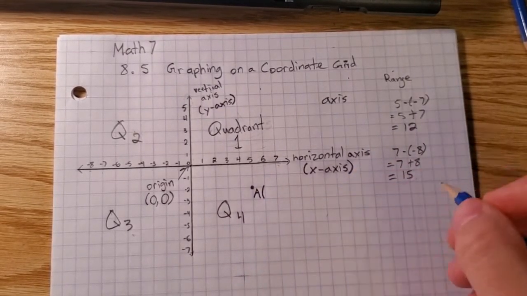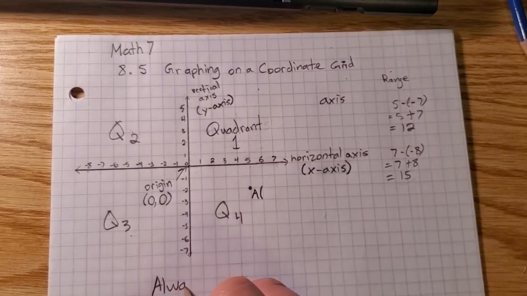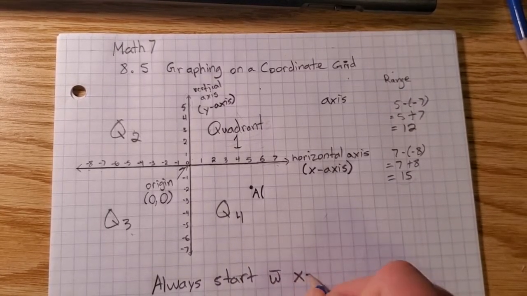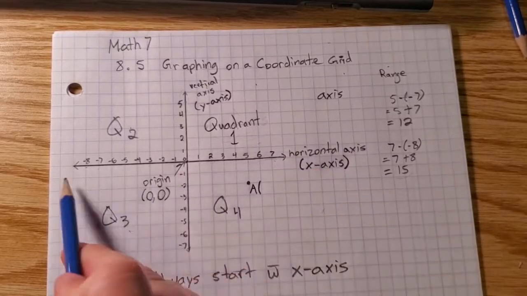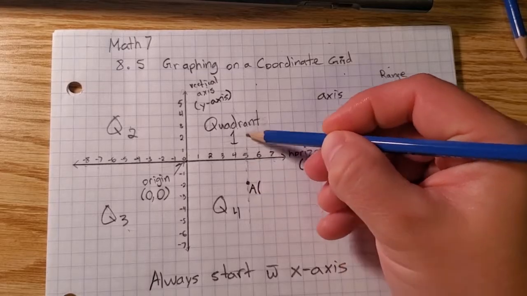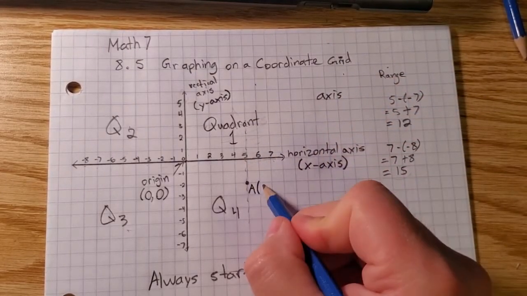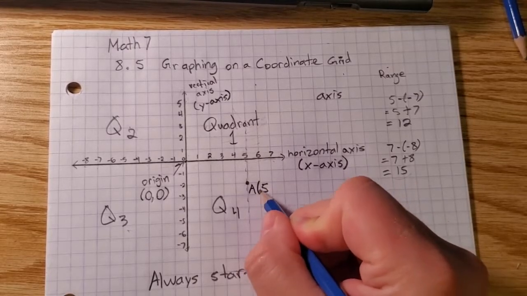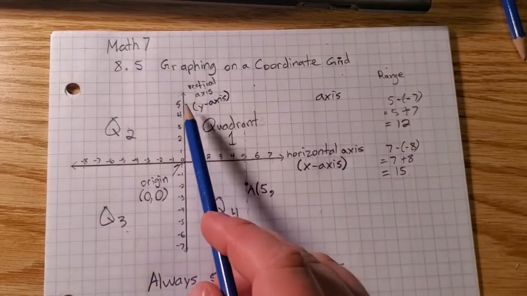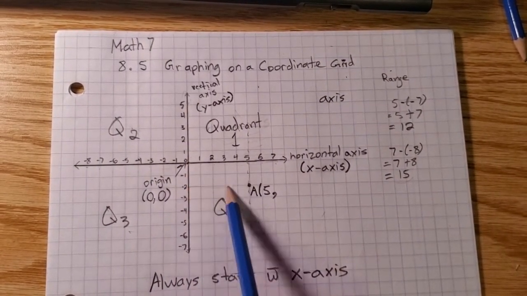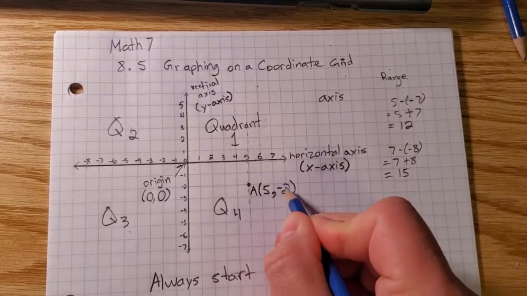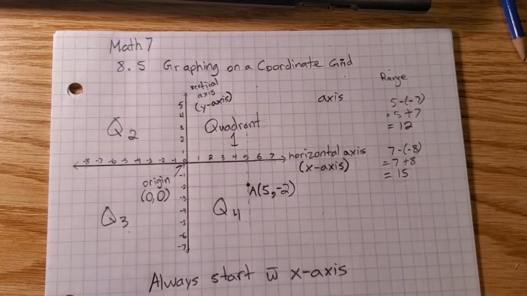And then we always start with our x-axis. Always start with the x-axis. Okay, so on this x-axis, where would this A line up with? It would line up with 5. So we start with 5. So A, bracket, 5. Then we put a comma. And where is it on the y-axis? Well, on the y-axis, it's in line with -2. So A is found at 5 and -2.